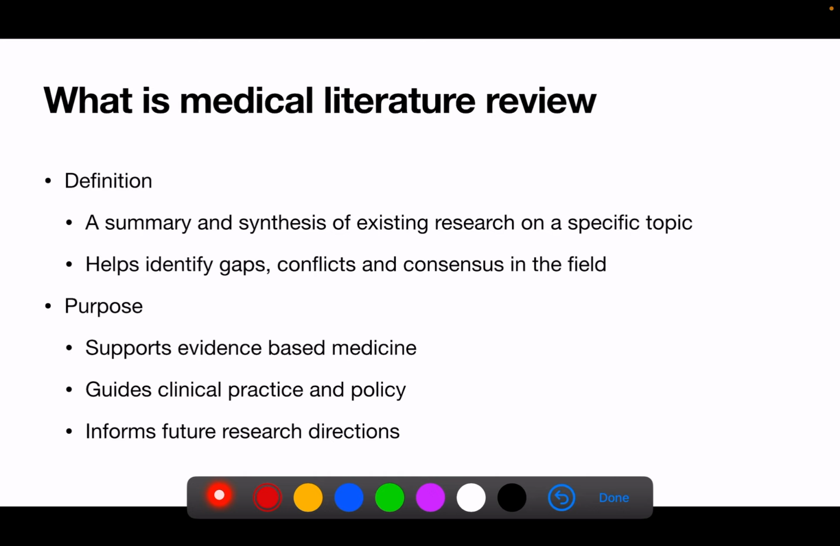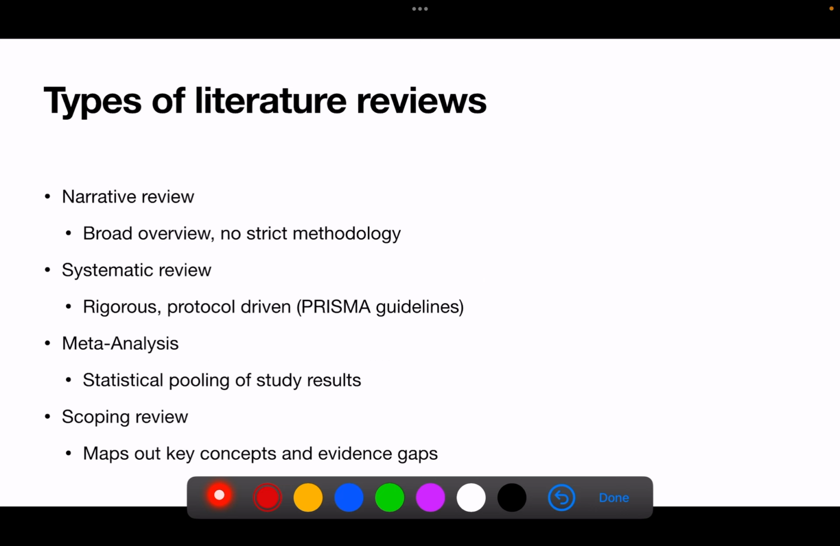What is medical literature review? This is a summary and synthesis of existing research on a specific topic. It helps identify gaps, conflicts, and consensus in a particular field, and its purpose is to support evidence-based medicine, guide clinical practice and policy, and inform future research directions. The types of literature review are as follows.